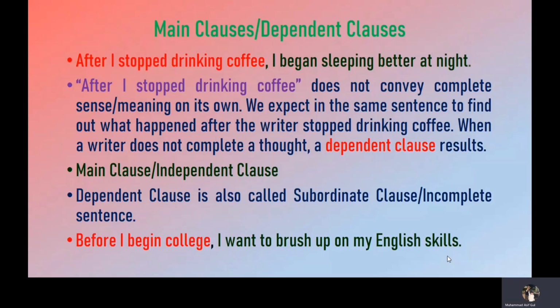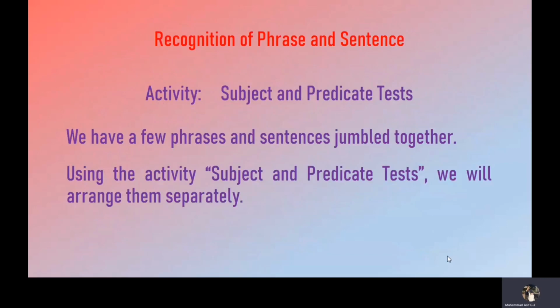If we pick this chunk, before I begin college, out of this sentence, and write it somewhere separately, once again it will not be conveying complete sense. It will be a dependent clause. It is a subordinate clause, or we can say that it is an incomplete sentence. So after having discussed dependent clauses and main clauses, phrases, let us now move ahead.